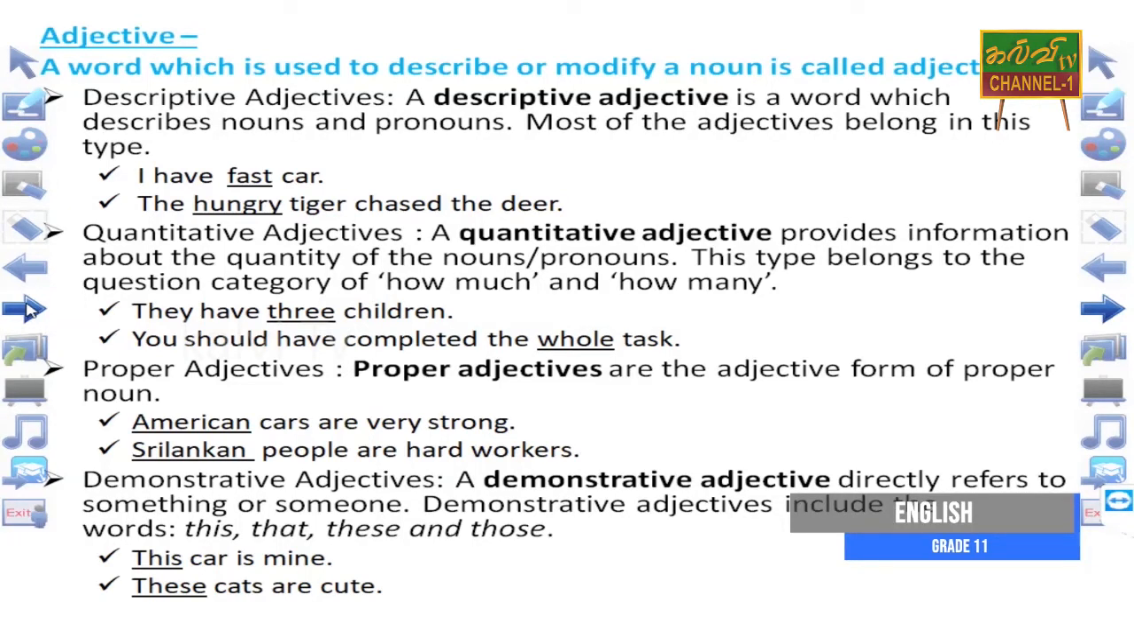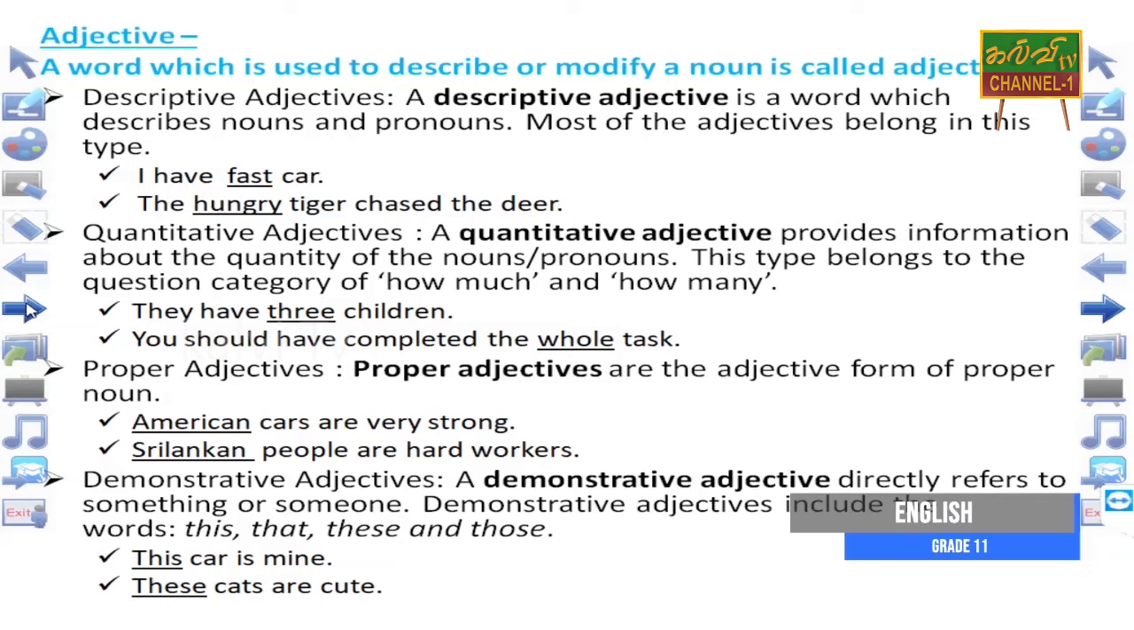First example, I have a fast car. Car is a noun. So fast is describing car, so it is an adjective. The hungry tiger chased the deer. Tiger is the noun. Hungry is describing the tiger, so it's an adjective. So a descriptive adjective is a word which describes nouns and pronouns. Most of the adjectives belong to this type.